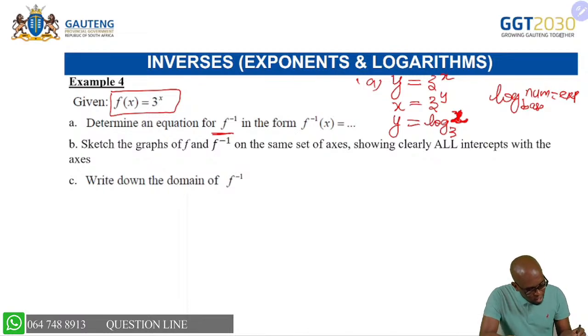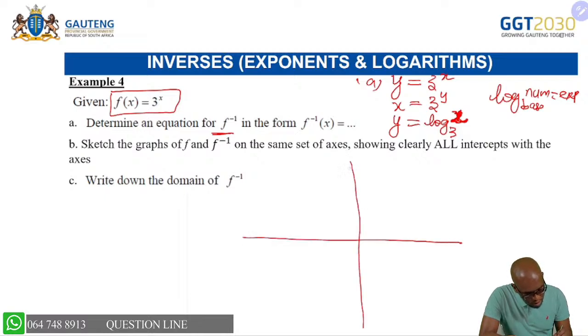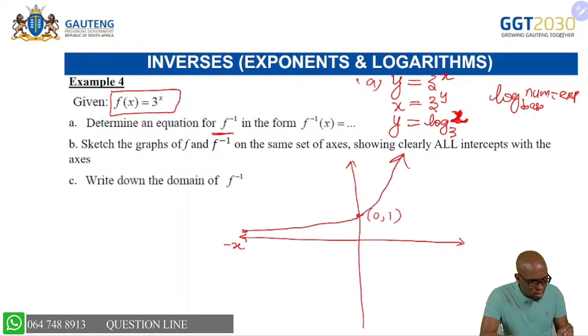Now, sketch the graph of f as well as its inverse on the same set of axes. Now, if we can try to sketch that here, let's check f. It's 3 to the x, which means that this graph would start on the negative x-axis, and its y-intercept is (0, 1). So it cuts the y-axis at (0, 1). And that's how we draw this graph of f.